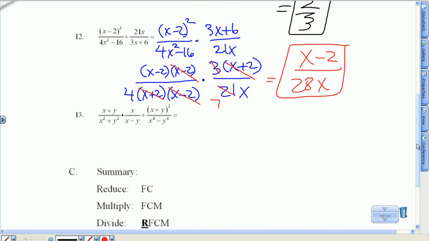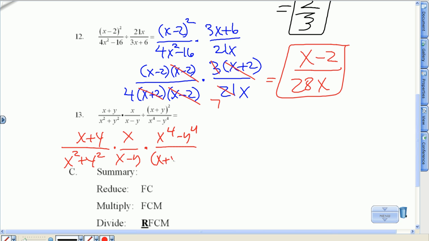Alright. Last but not least, 13. So we have a lot of fractions here, but there's not really a lot to do. First thing I want to do though is over here, I got to rewrite the thing, right? So we have x plus y, x squared plus y squared times x over x minus y, and then remember this fraction has to get flipped and we turn it into multiplication. Now you can rewrite that as x plus y times x plus y anytime you want. You don't have to leave it as x plus y quantity squared. So the only thing that can be factored here is x to the 4th minus y to the 4th. X squared plus y squared, that's the sum of two squares, and that cannot be factored.